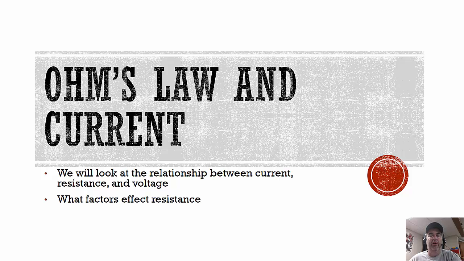Let's go ahead and continue our discussion of electricity, and we're going to talk about Ohm's law and how that relates to current, resistance, and voltage. You can see here that was one of the relationships that I said we will end up talking about. And then the last thing that we're going to look at is some of the factors that affect resistance. We'll also talk a little bit about electricity and some safety.